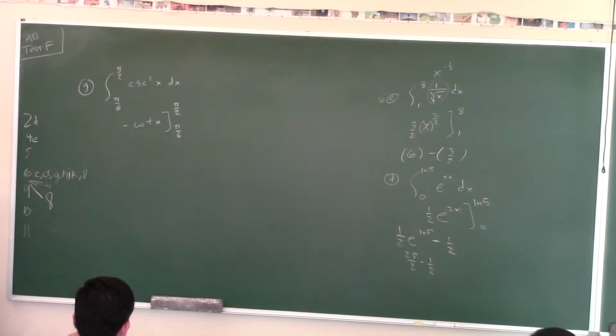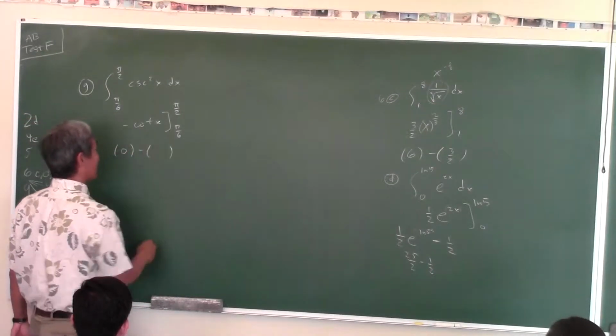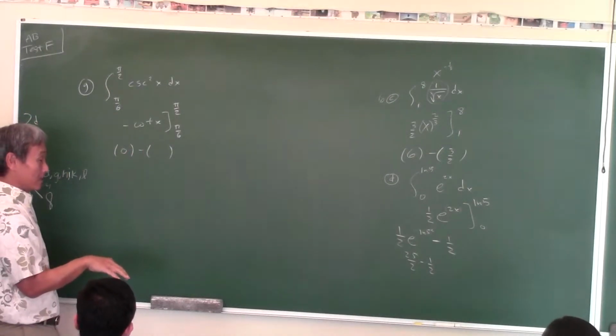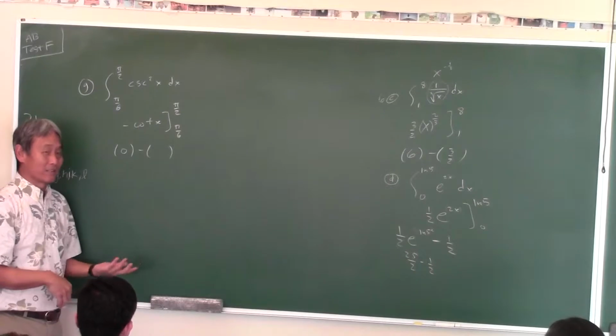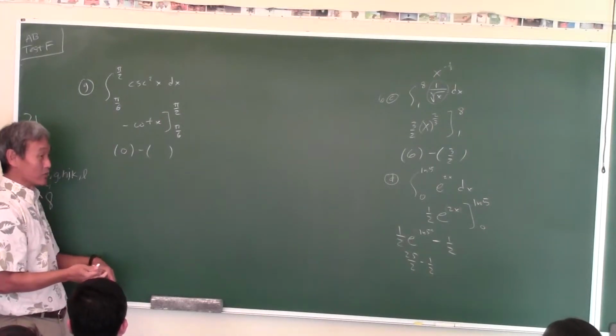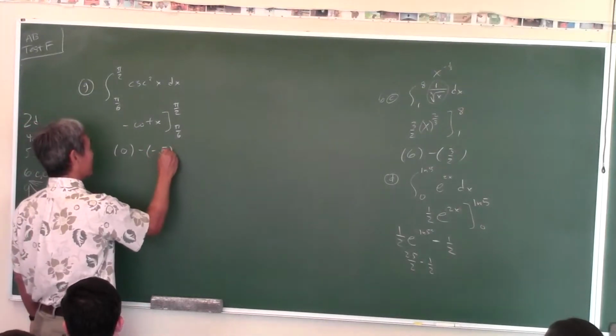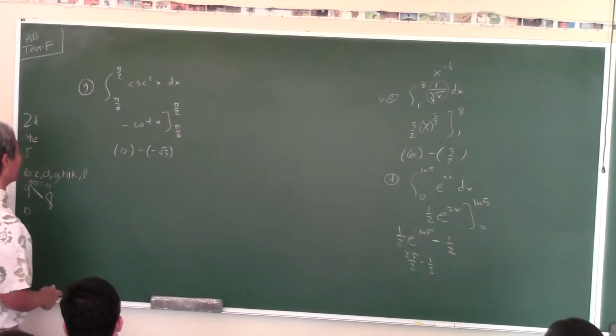Okay, plug in the top number. Cotangent of pi over 2 is 0, so that's easy. Plug in the bottom number. Cotangent of pi over 6. Now, how do you guys think of that? I just think tangent of pi over 6 is 1 over root 3, so cotangent is root 3, its reciprocal. So negative root 3. I will leave the simplifying to you.